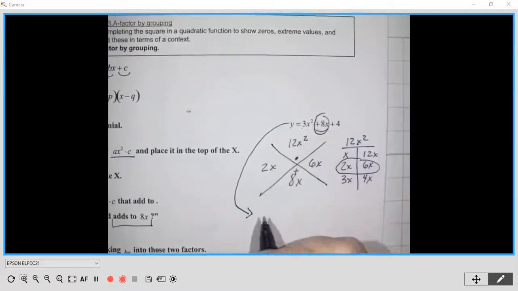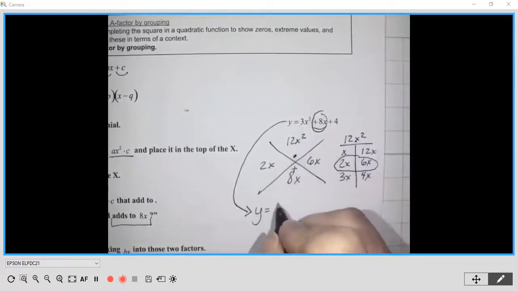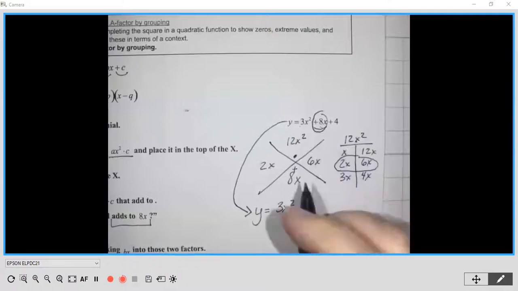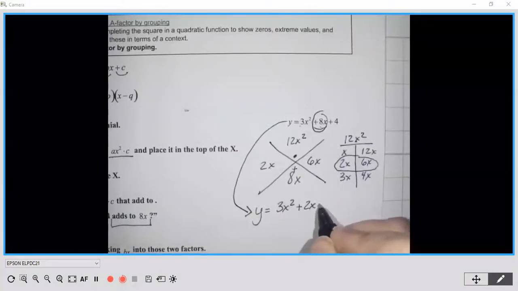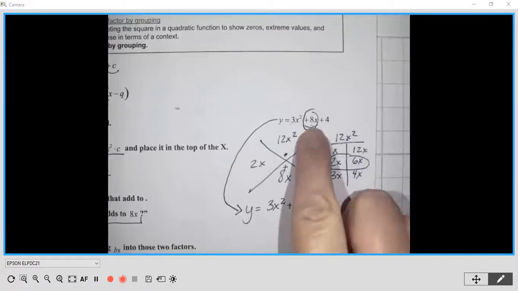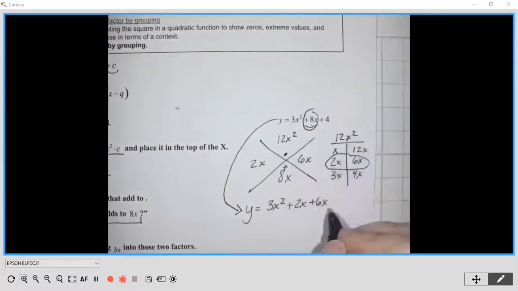So I'm rewriting my trinomial: y equals 3x squared, but instead of having plus 8x, I'm going to say plus 2x plus 6x. Is 2x plus 6x equal to 8x? Yes. Have I changed the value? No. Then I bring down the plus 4.